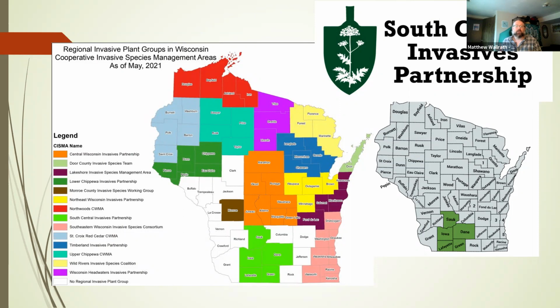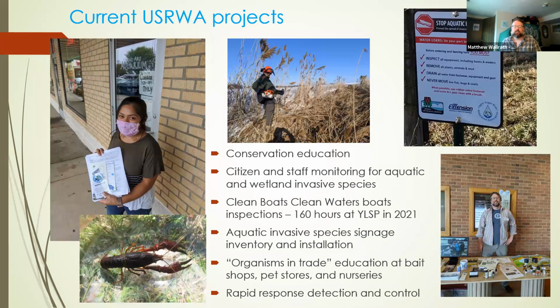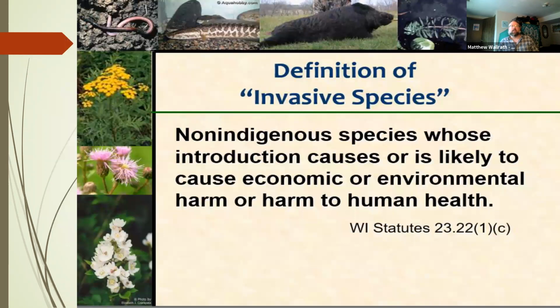So I do serve on staff. Just briefly about my organization, this is what Upper Sugar does in the region, amongst many other things. I'm serving as a designated agent for a bunch of counties that will do this kind of work as we move around the region. Some of it's talking to people about just this kind of exact stuff, doing signage, doing rapid response, and boat inspection. So we're talking today, though, about invasive species.